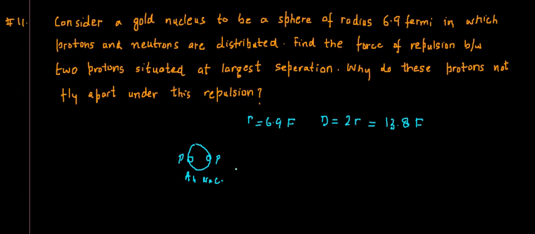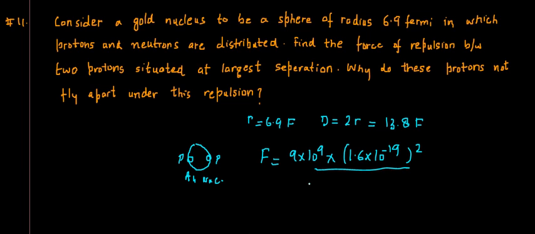This is the largest separation, so the force between two protons would then be 9 into 10 to the power of 9. The charge on one proton and the other proton has a charge similar to that of an electron, but positive in sign. So it's 1.6 into 10 to the power of minus 19. You just square it, divided by the distance squared.